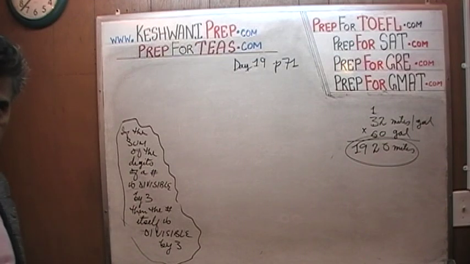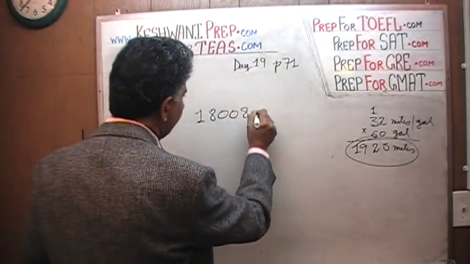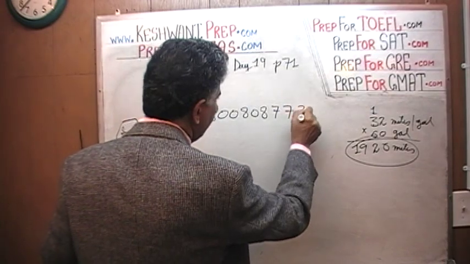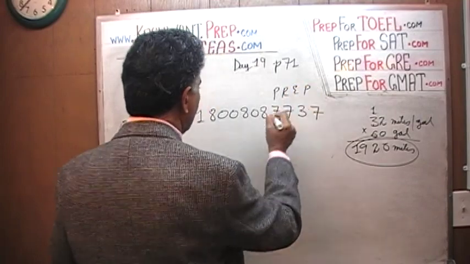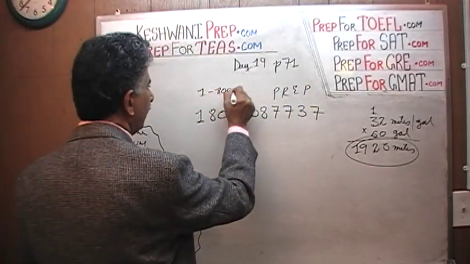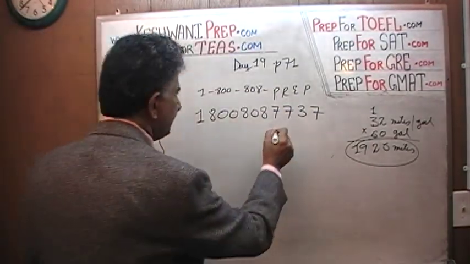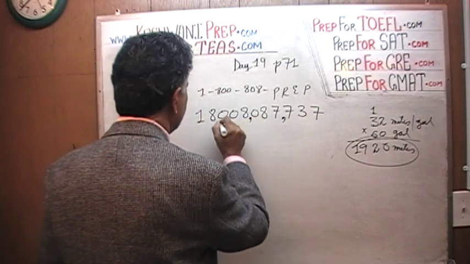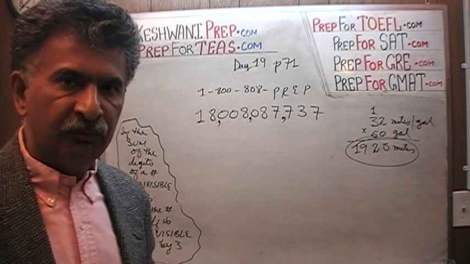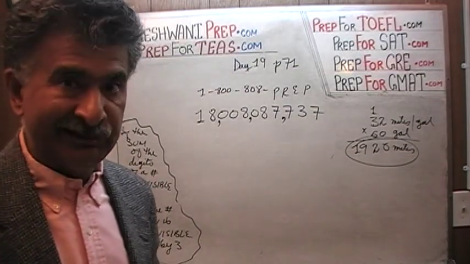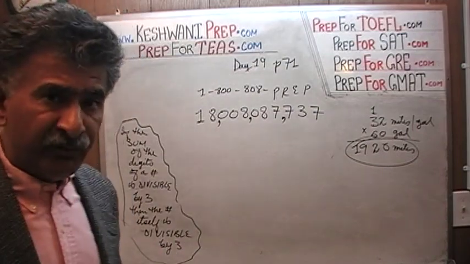For example, here's my phone number. 1-800-808-7737, which by the way translates into PrEP. 1-800-808 is the phone number. Let's find out if this number is divisible by 3. And for those of you who do not know what this thing is called, this is called shameless plugging in. Let's do it, shall we? Let's see if this number is divisible by 3.